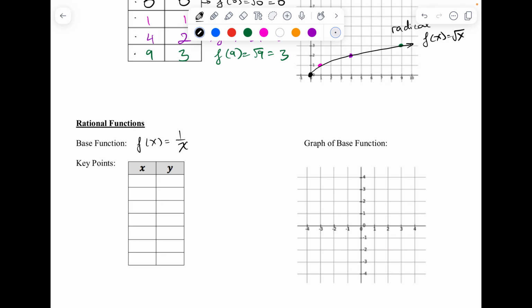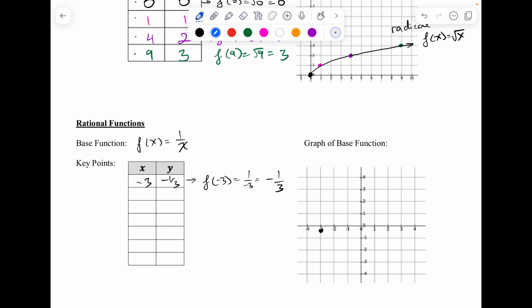Let's try again -3, for example. Well, f at -3 is 1 over -3, which is -1/3. So I have a point at -3, -1/3.